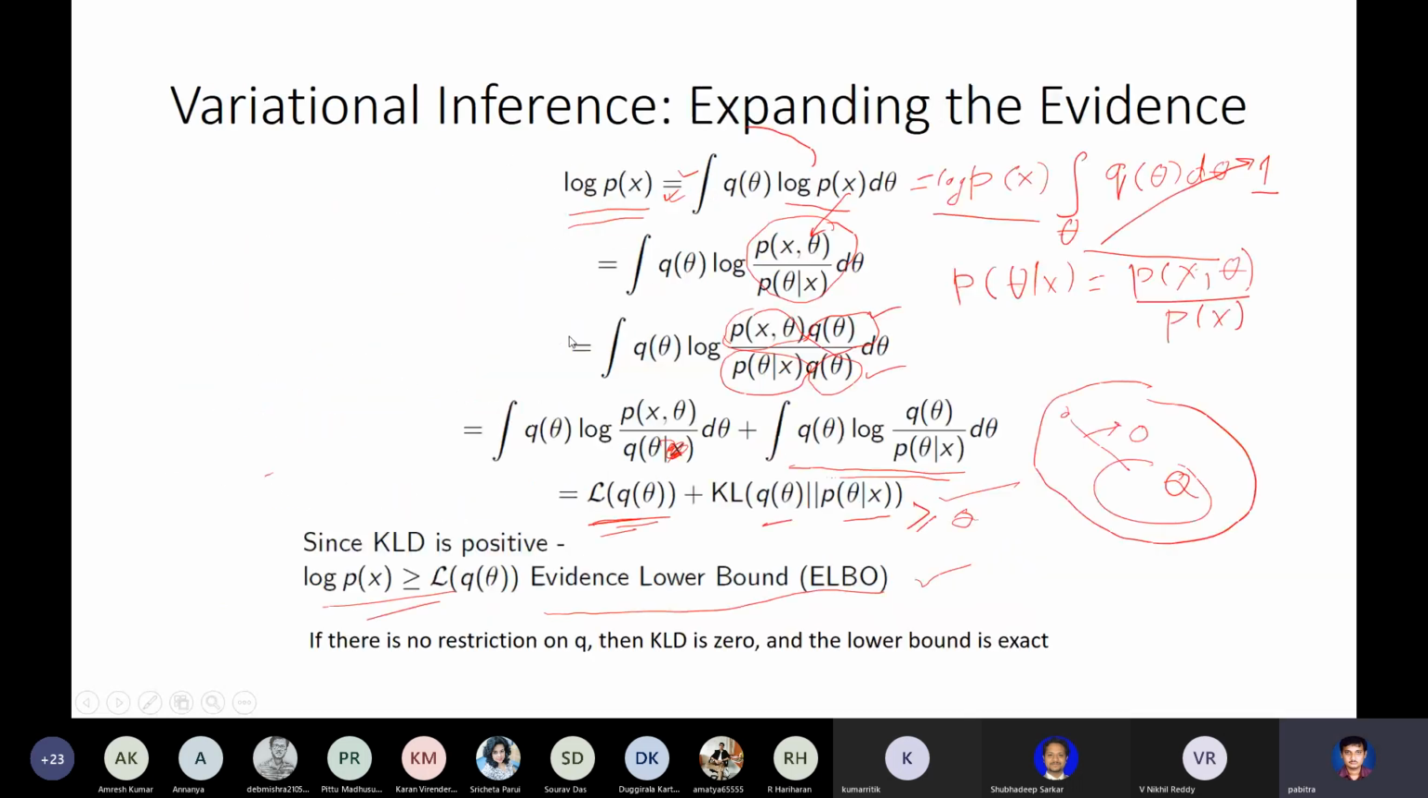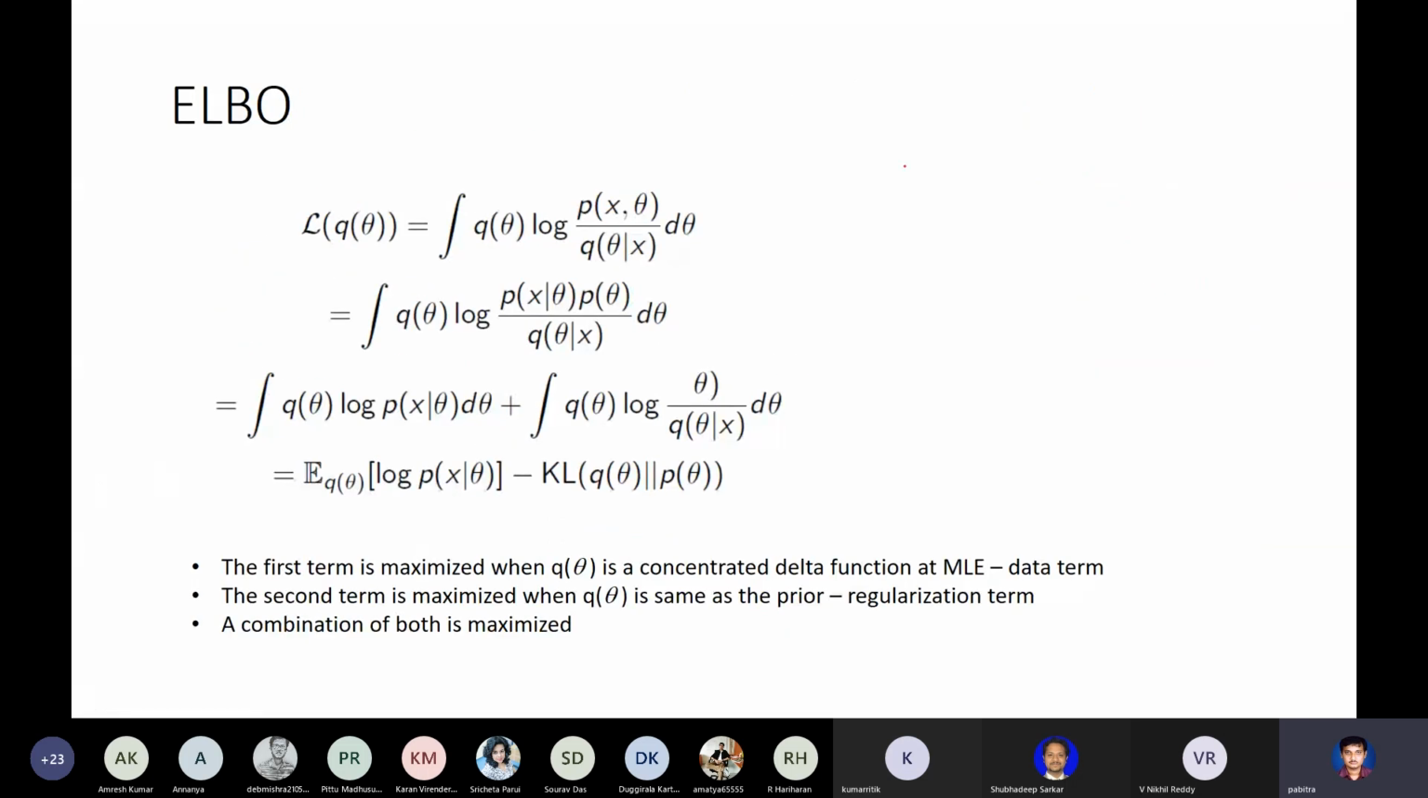So this is the definition of ELBO. I have rewritten it here. Sorry, again I made a mistake. This should not be there. I mistyped this in LaTeX. This is the definition of ELBO. So ELBO is the integral of q(theta) log of p, the joint distribution between x and theta, divided by q(theta).